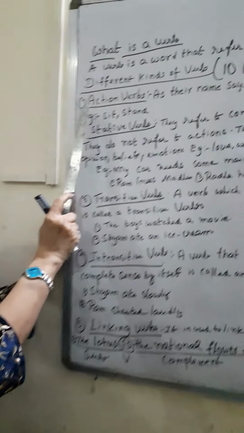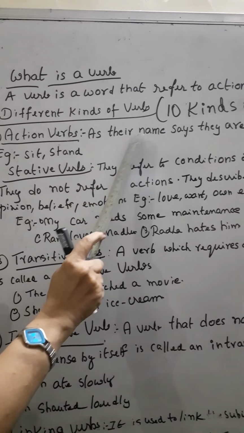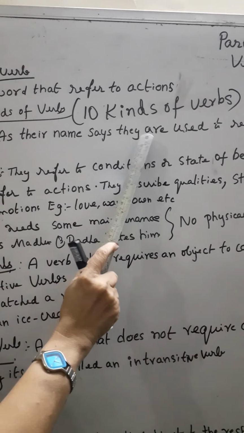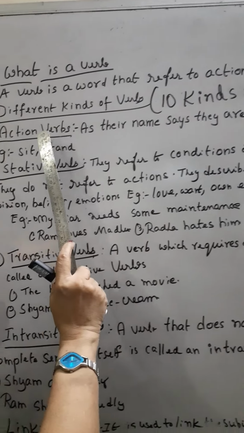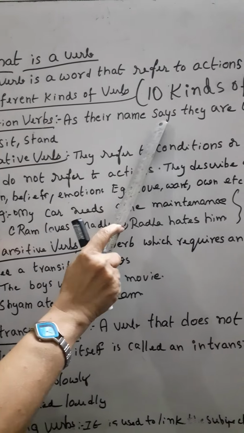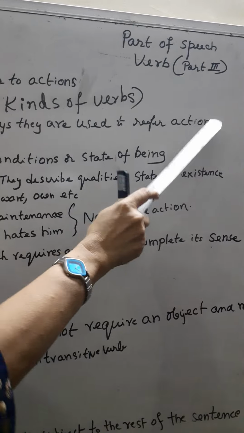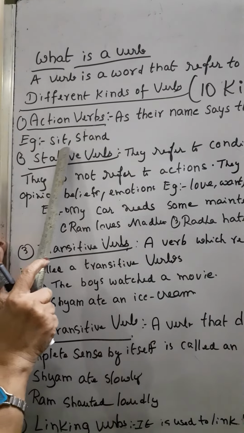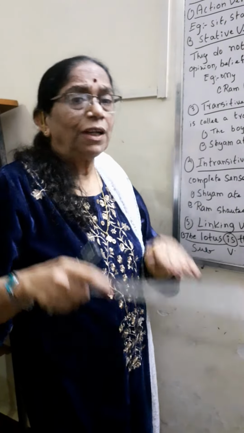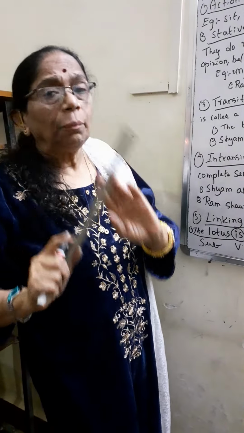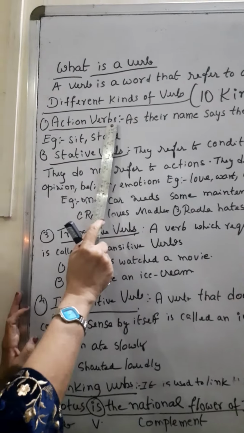Okay? Now see, first one is action verbs. As their name says, they are used to refer to actions. For example, sit, stand. If I say you sit, you are going to sit. If I say you stand, you are going to stand. It means some action is going on. That's why it is known as action verbs.